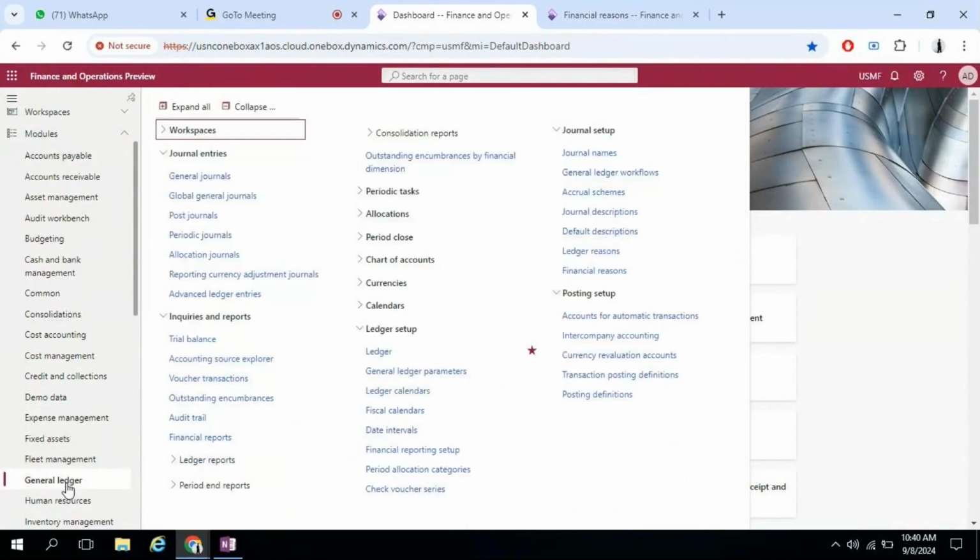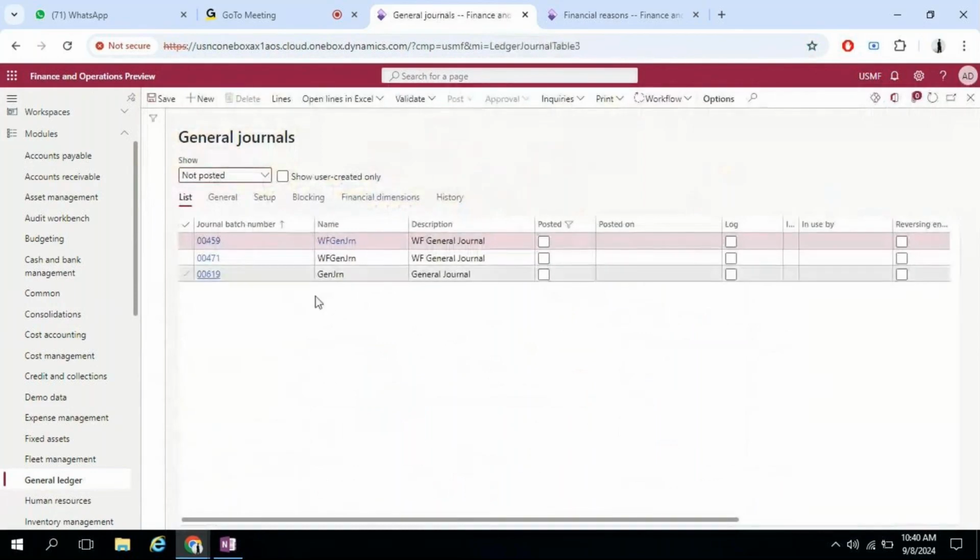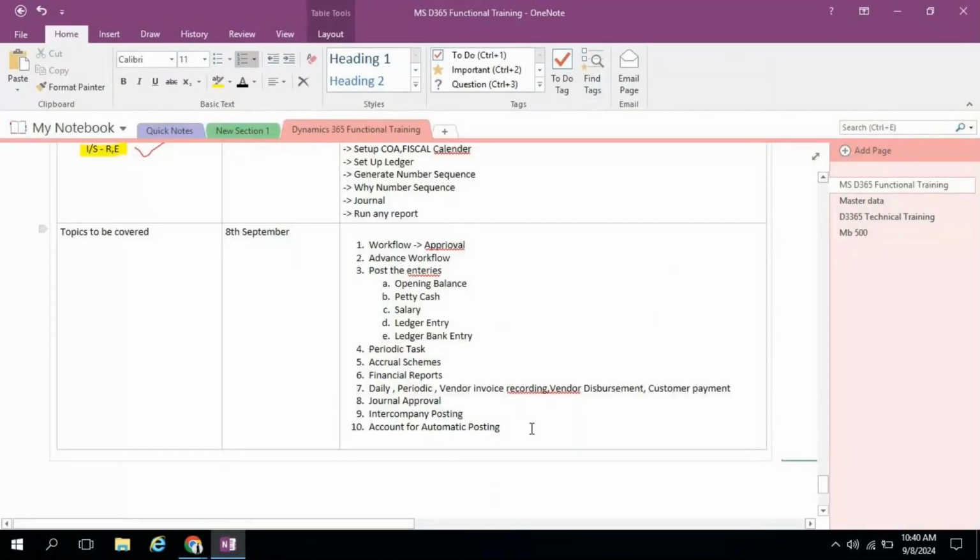So the second entry I will do is a petty cash entry. For the petty cash entry also, I am going to utilize the general journals. But what is a petty cash entry? Petty cash entries are those entries which are utilized for operational purposes.